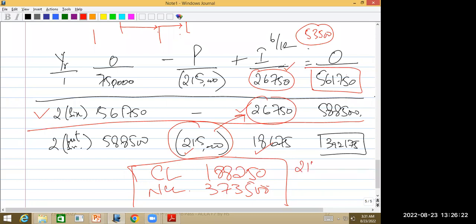So when we deduct 215,000 minus 26750, we get the amount of the current liability, 188,250. And the remaining amount is the non-current liability. Is it clear?